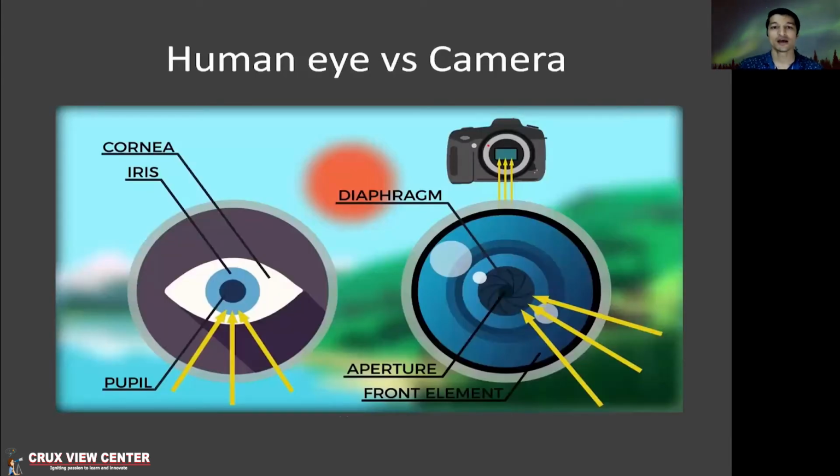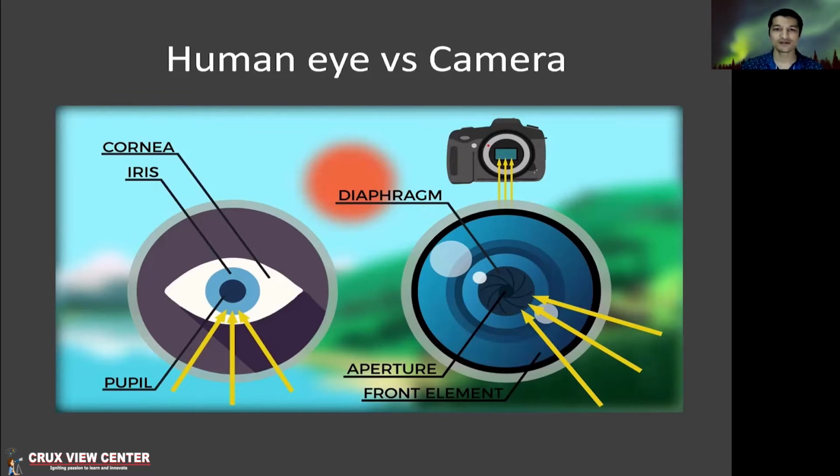Let's jump into it. The differences, or we can say the similarities, between a human eye and a camera. A camera is an enhanced version of human eyes. That is what every technology that we have today is. So the upgraded version of the human eye is a camera, and how a camera works is the same way that a human eye works.